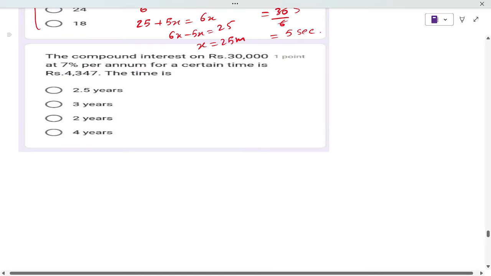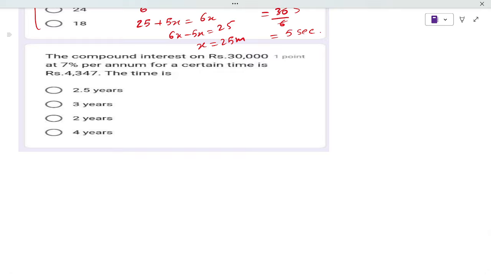Next one is from compound interest. Compound interest on 30,000 at 7% per annum for a certain time is 4347. So we know the compound interest formula, right? What is the formula? Compound interest is principal times (1 plus rate by 100) to the power of time, minus principal. So the principal is 30,000. And compound interest is what?